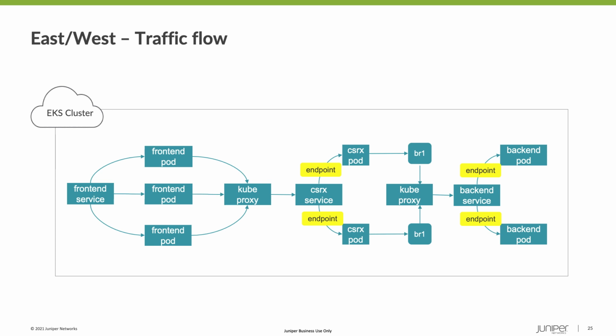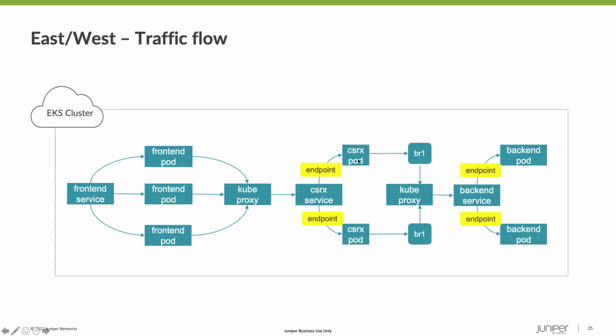Let's look at the traffic flow with this demonstration. We start with the front end service or front end pods, which are deployed as a service. The traffic from the front end pod on the left of the screen is forwarded through to the cSRX service through the kube proxy. The cSRX service has two endpoints, which are the cSRX pods, which do the NAT in this particular video, just a simple NAT to ensure that the traffic hits the cSRX pod that serves the traffic in the forward direction, and in the reverse path as well.